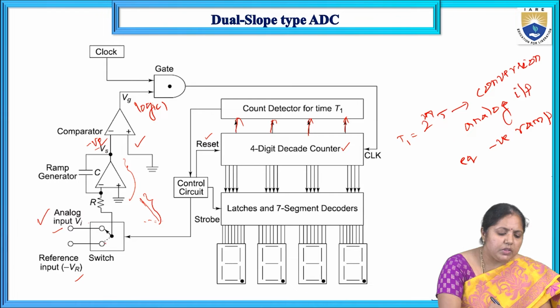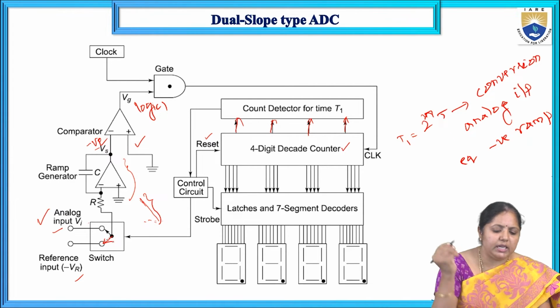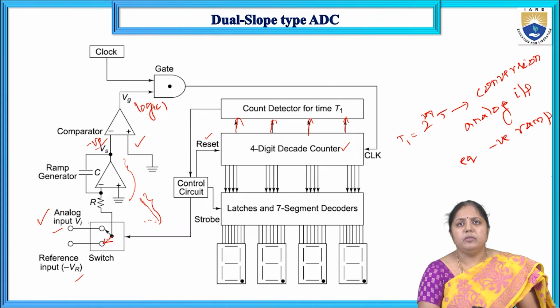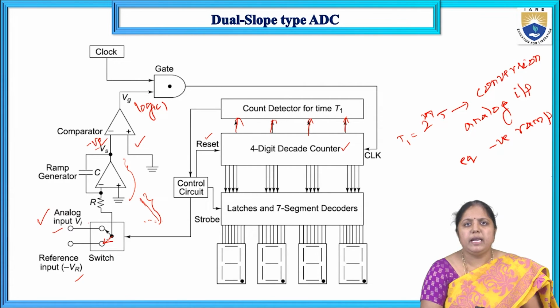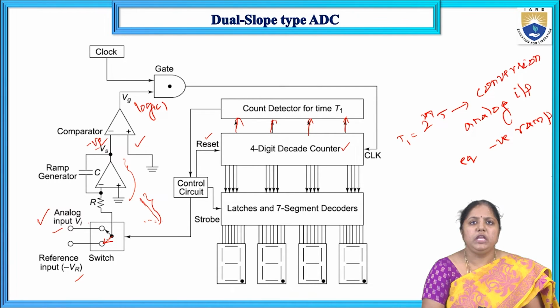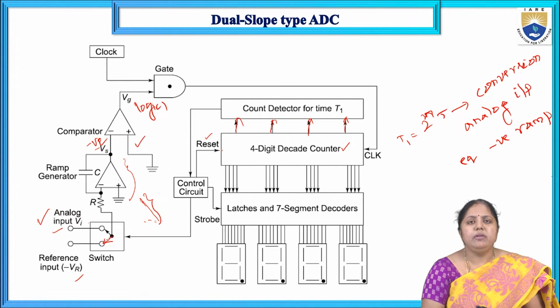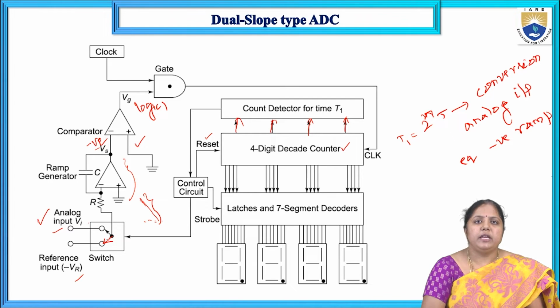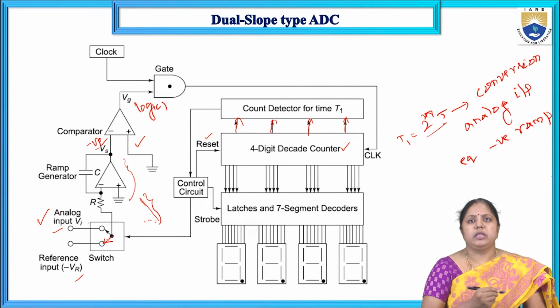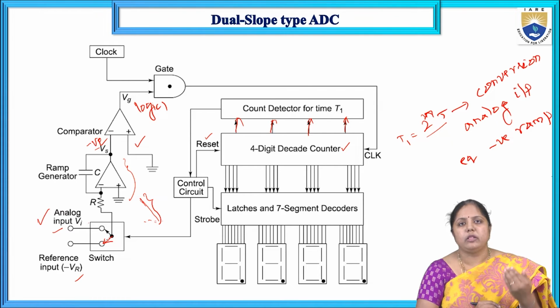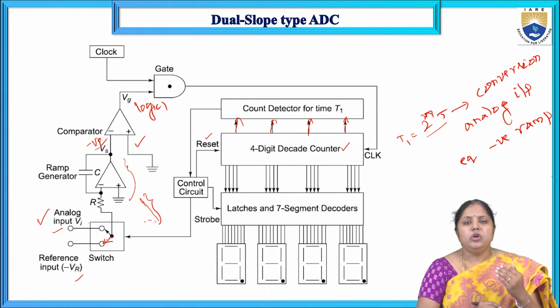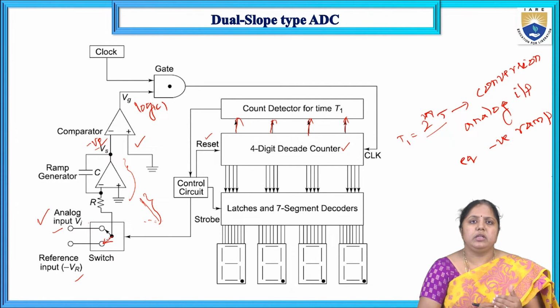So this time, your switch is automatically connected to the reference voltage of minus V reference. At the same time, once it sets the switch position from Vi to minus V reference, it will reset the counting operation, because previously your counter has counted for a time period of 2 power n into T clock cycles. It has counted the number of clock cycles allowed by the gate circuit, 2 power n into T clock cycles.